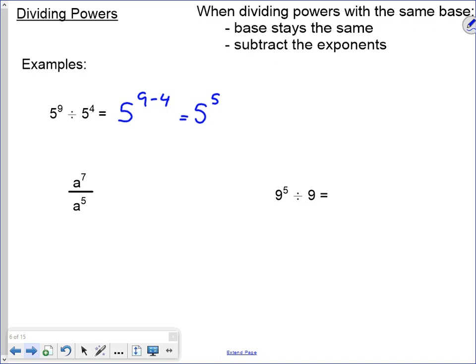Similarly, if I don't have a number as my base here, it is a, this is going to be a to the 7 minus 5, or a squared. And again, in our third example, even though we don't see the exponent of 1 there, we assume it's there. Our base stays as 9. 5 minus 1 is going to be 4.